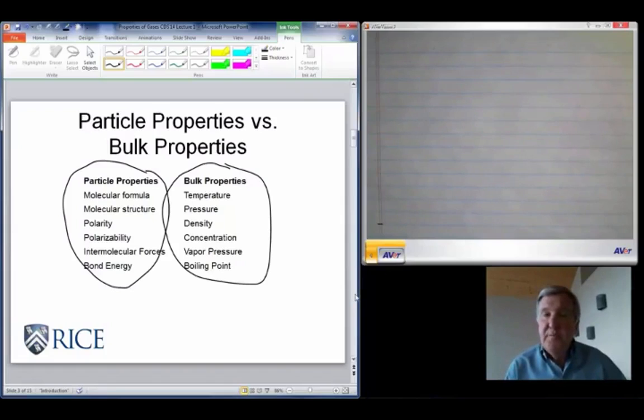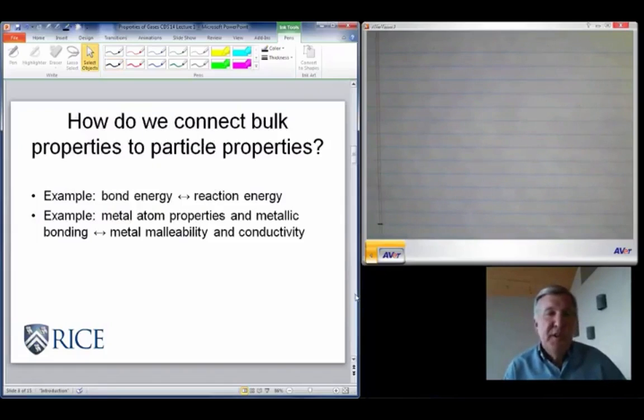In the first semester, we actually did a bit of this. We connected bulk properties to particle properties in a couple of examples. For example, remember we studied the concept of bond energies. Bond energies are how strongly are the atoms held together in a molecular bond. We were able to relate those bond energies to reaction energies by summing the bond energies of the products and summing the bond energies of the reactants and taking the difference between the two.